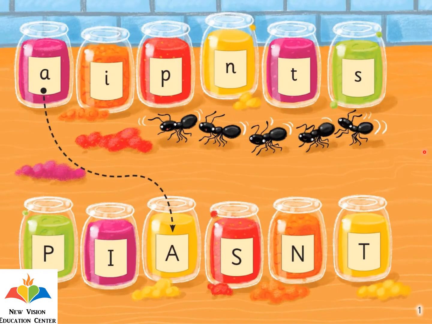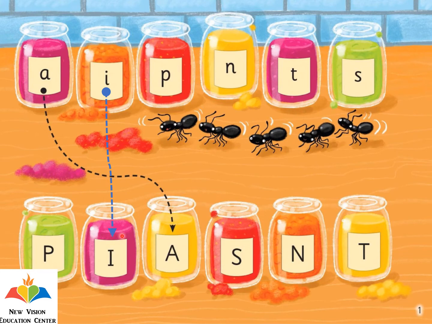Okay, now we have to match the letters to their corresponding capital letter. So they have already given us an example with the letter A. It matches to the capital letter A below. So next, we have to match the letter I to the capital letter I. Can you find the capital letter I? Here it is. Now you can trace it, the small letter I, to the capital letter I.